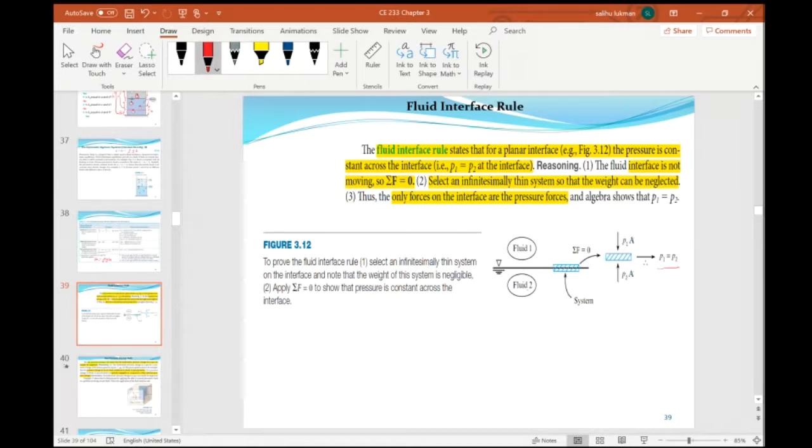Pressure is constant across the interface. That is, P1 is equal to P2 at the interface, because the fluid interface is not moving. So it is in static equilibrium, and the net force acting is 0. Here we select a very small, infinitesimally thin system such that the weight can be neglected. So we are only considering the pressure forces acting due to fluid 2 and fluid 1 on the element, neglecting the weight of the selected element. So P1 equals P2.